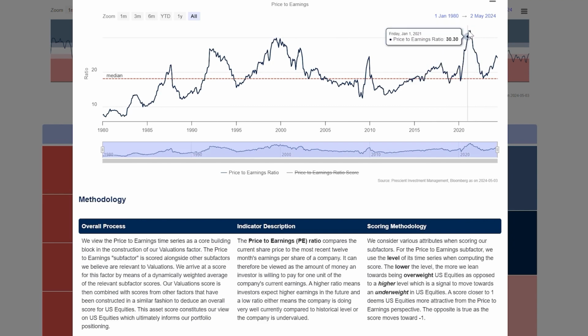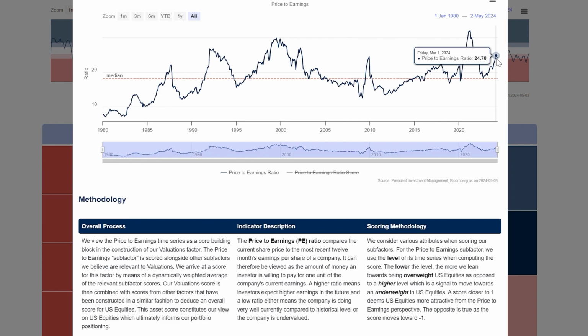Not quite what it was maybe during COVID, but if you're sitting at a multiple of around 24 times, you've got to question, is it actually justified to be sitting here? If we break down the price to earnings ratio into its components, so price and earnings, we see that actually over the past 18 months or so, earnings have been pretty much flat. It's really just been the price that's been moving this. So we've got to ask ourselves, is this justified?